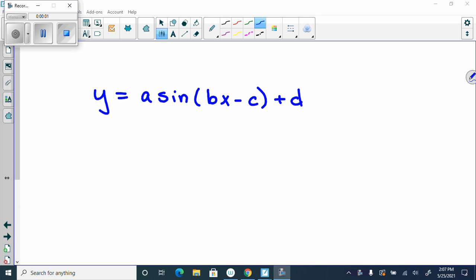All right, so we have y equals a sine(bx minus c) plus d. That's our equation. We're going to go through the different things with that.